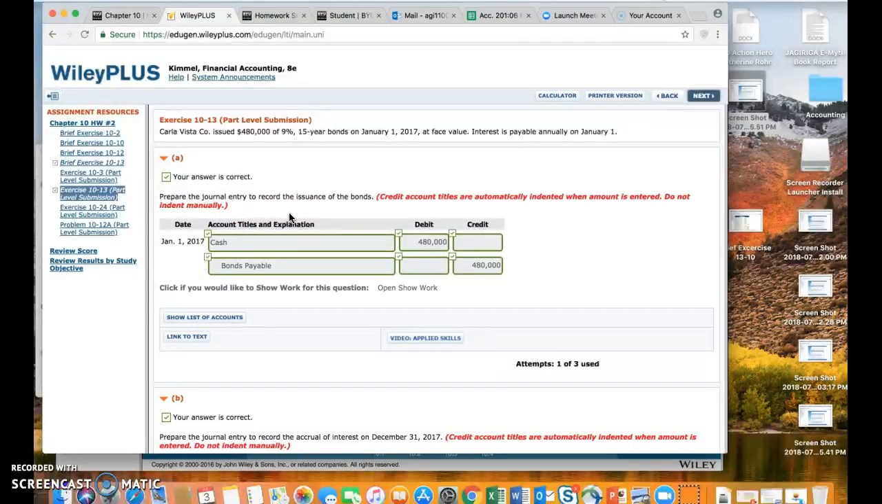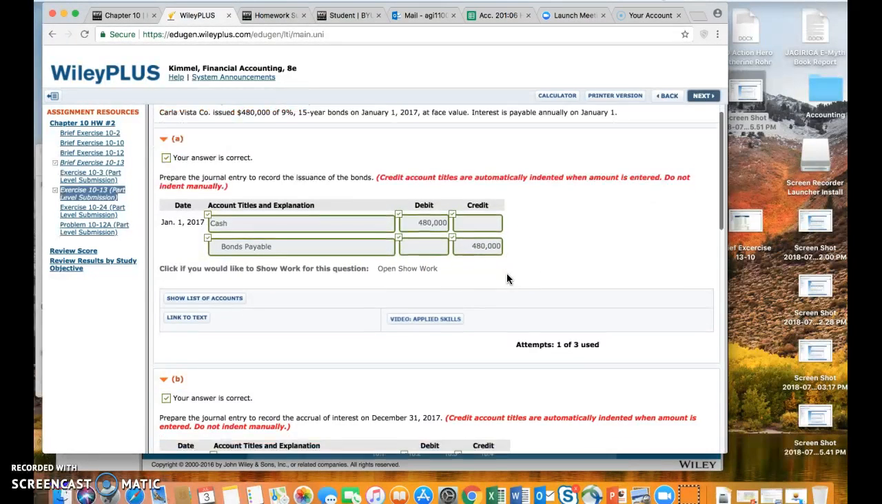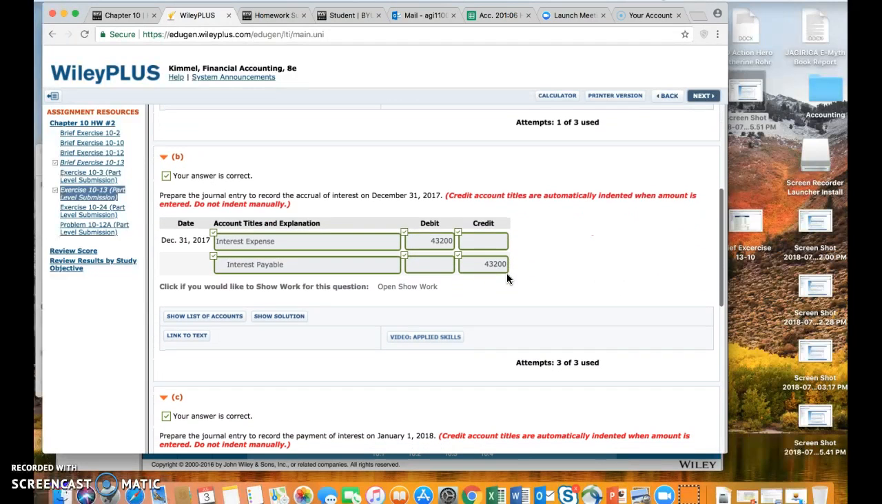issuance of the bond. This is the first year, which is January, so there is no interest here. All we need to do is record the exact amount, which is 480,000. We debit cash 480,000, and we credit bonds payable 480,000. Pretty straightforward.